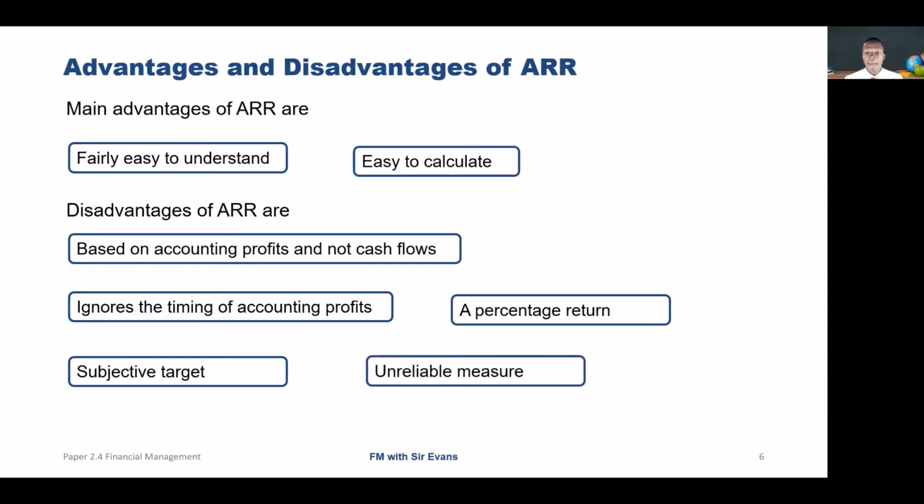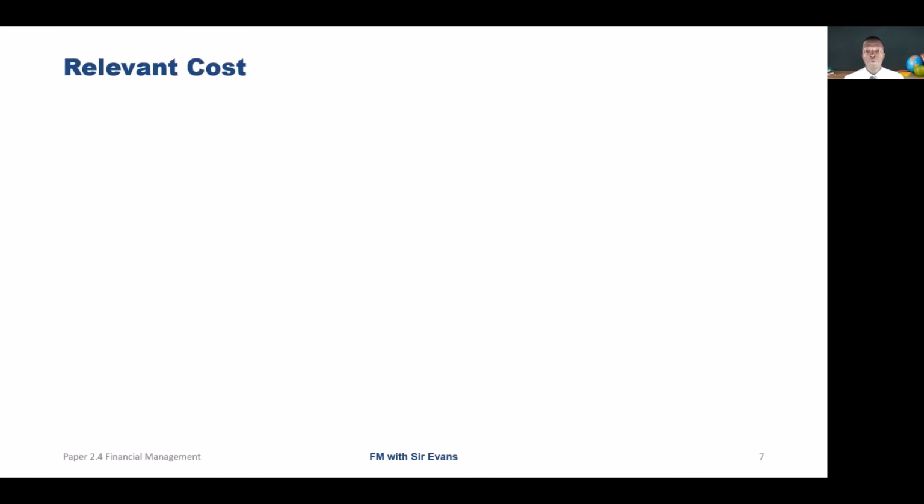And then the accounting profits are often an unreliable measure because they can be altered by change in estimates such as the depreciation rates and residual value. So because of that, it becomes an unreliable measure. We move to relevant costs.